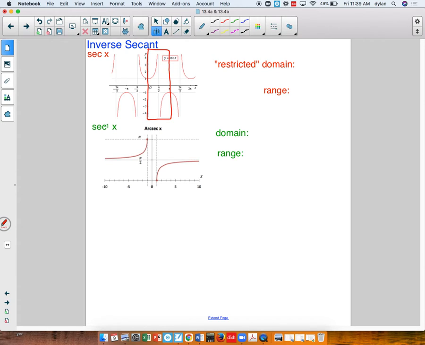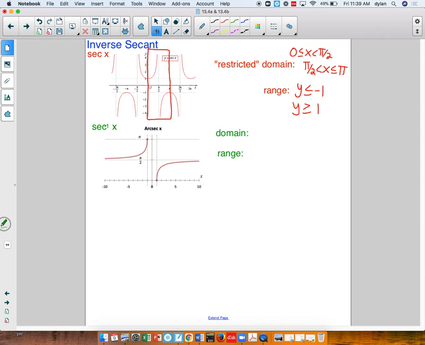So it's from 0 to pi, except we have a vertical asymptote at π/2. So we're going to go from 0 is less than or equal to x, which is less than π/2, and also π/2 is less than x, which is less than or equal to pi. And then our range here is going to be, again, y can be less than or equal to -1, or y can be greater than or equal to +1, but it can't be in between.